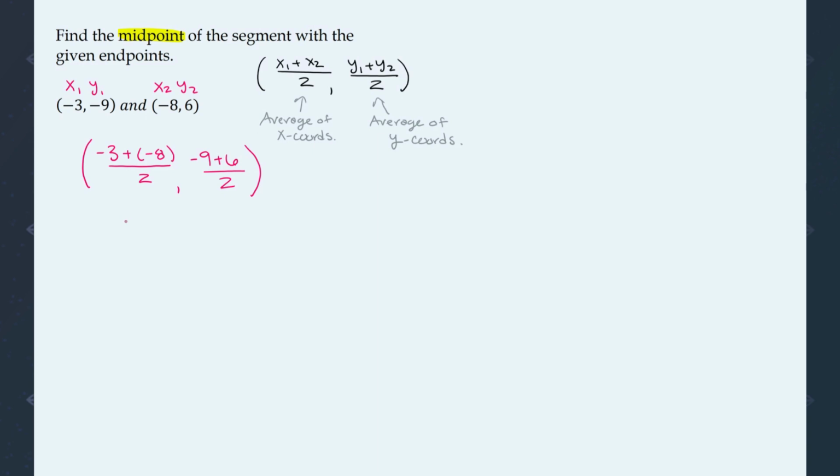And then I'm going to go ahead and simplify. So a negative plus another negative gets us another negative, so -11 over 2, and then a -3 over 2. And that is your midpoint.